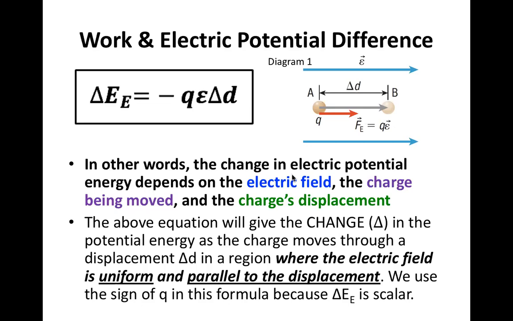The above equation will give a change in the potential energy as the charge moves through the displacement change in position in a region where the electric field is uniform and parallel to the displacement. And we use the sign of Q in this formula. Actually, I should mention, we use a positive or negative sign for Q based on if it's a positive or negative charge. We also use a positive or negative value for delta D, depending on whether we're going closer to where the charge naturally wants to go or away from it.